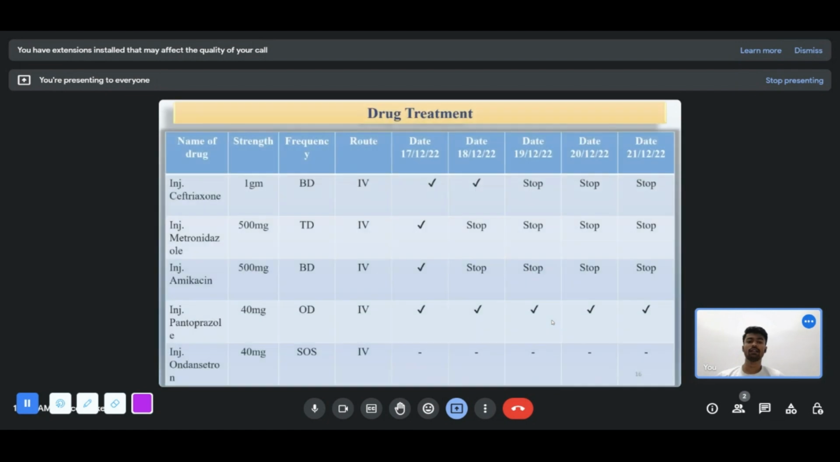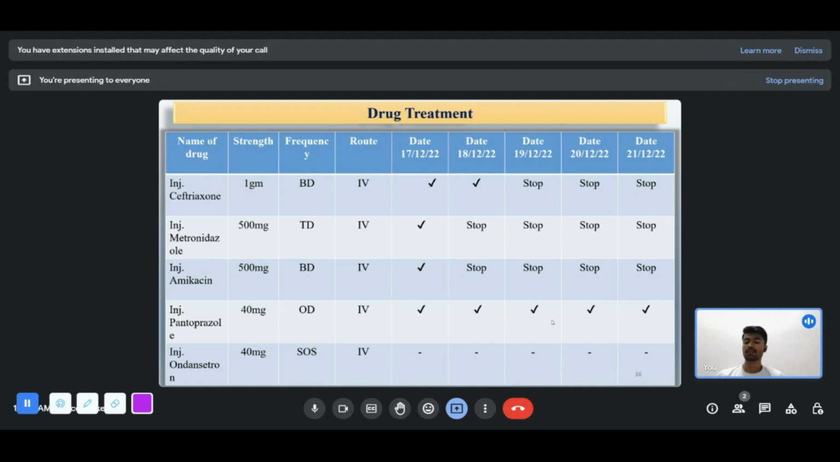Coming to the next slide, the drug treatment. There are different types of drugs given. The first drug is an injection of ceftriaxone. Ceftriaxone is a third generation cephalosporin. The strength is 1 gram twice daily. The route is IV. The drug was given on the 17th of December 2022. Consecutively, the drug is given on 17, 18. Other days, the drug is not given due to drug interaction.